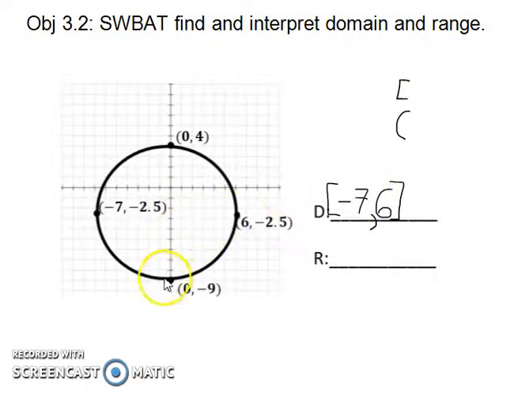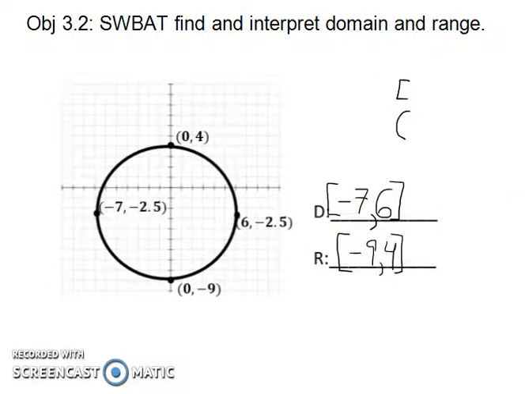For range, the lowest y value it goes to is down here. That's -9. You notice I'm only looking at the y value. So our range starts at -9. And our range ends as high as it goes in the y direction, which is up here, and that's 4. So our range is -9 to 4. Again, both of these are included because they have filled in dots or filled in circles to indicate that they're actually part of the graph and not just something that it gets close to. So that is our domain, and that is our range, -7 to 6 and -9 to 4.